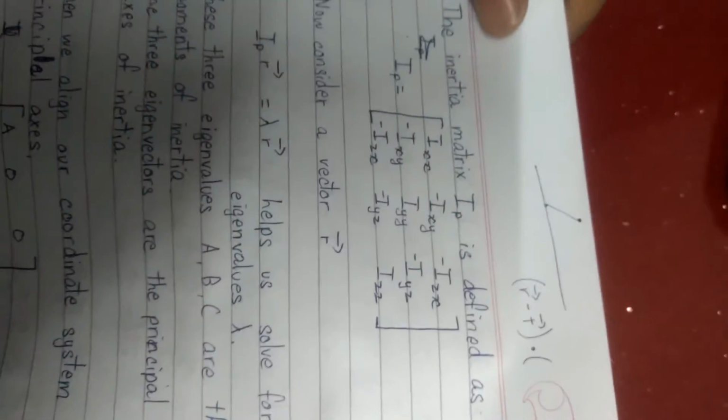Now, this is basically the definition of moment of inertia for a rigid body. Here we have the moment of inertia matrix, and each of these terms are defined over here. Ixx is basically the moment of inertia around the x-axis, then around the y-axis, around the z-axis, product of x and y, product of y and z, product of z and x. It's pretty elementary.